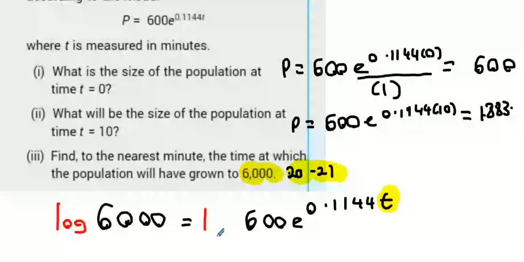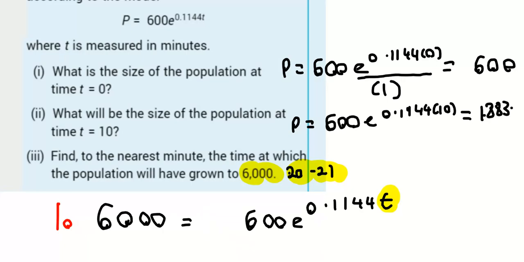Now, can anybody tell me, am I allowed to bring this power to the front? Whose hand is up if you're a no? Can you tell me why you're a no? The power is not acting on the 600. The power is only acting on the e. Therefore, it's not transferable. Go back a step.